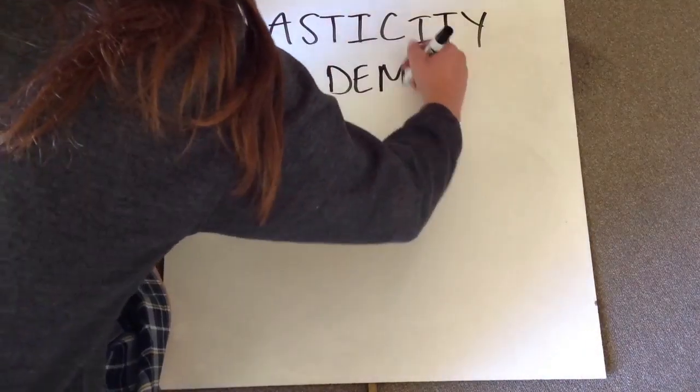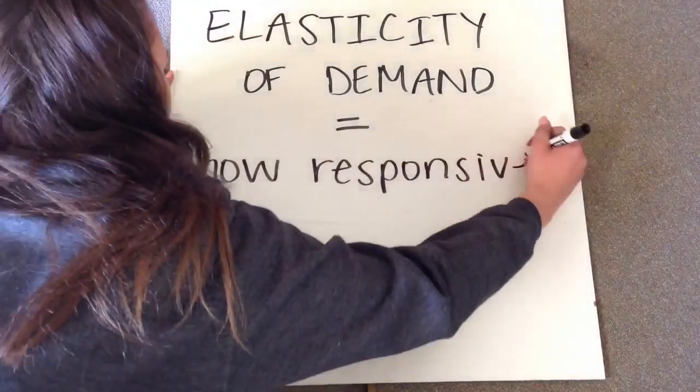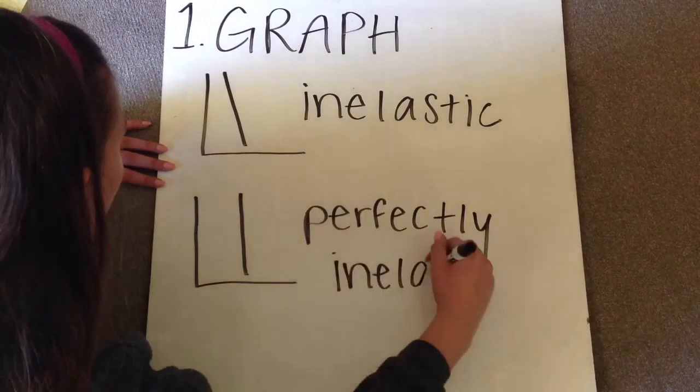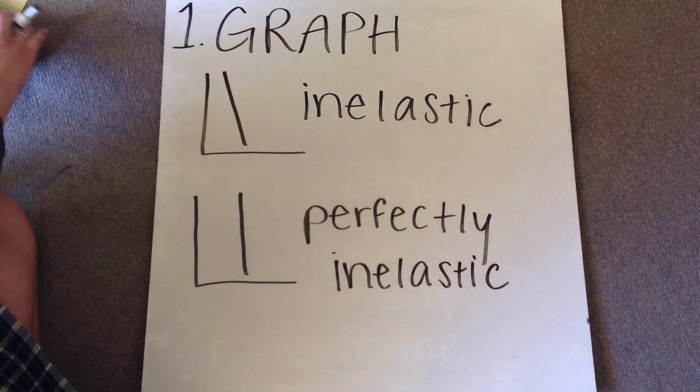Elasticity of demand is how responsive the quantity demanded is to changes in price. There are 4 ways to determine elasticity. First is using graphs. Inelastic graphs are more vertical, and perfectly inelastic, or zero price elasticity of demand, is completely vertical. The way to remember this is that an inelastic graph will match the letter I in the word inelastic.